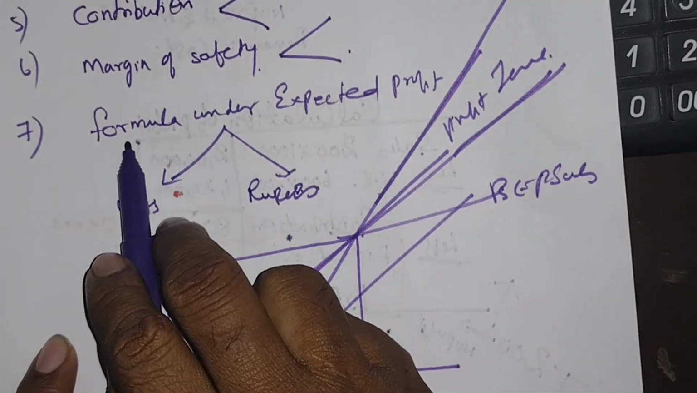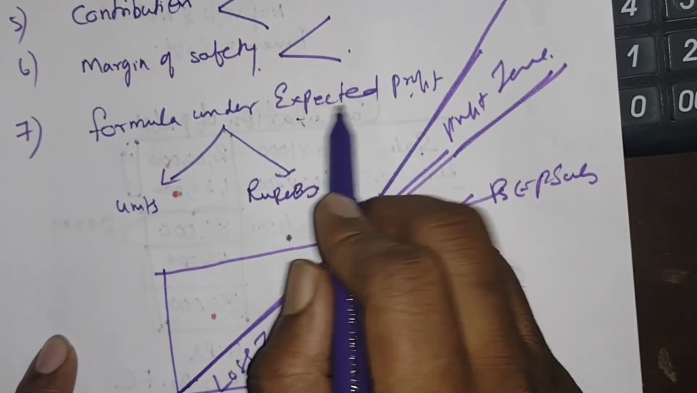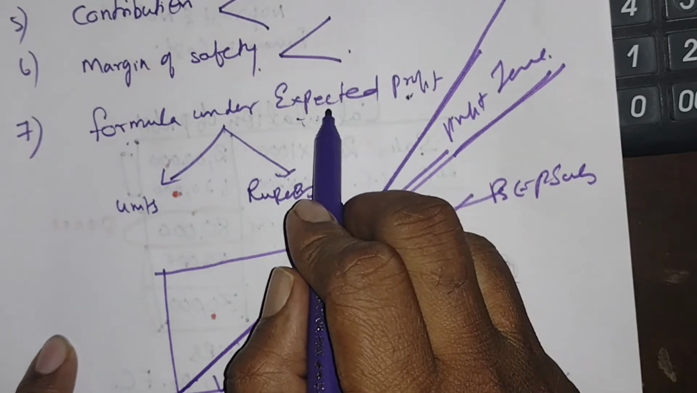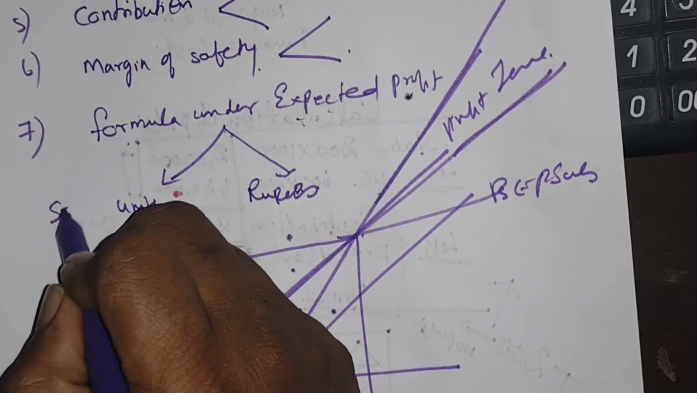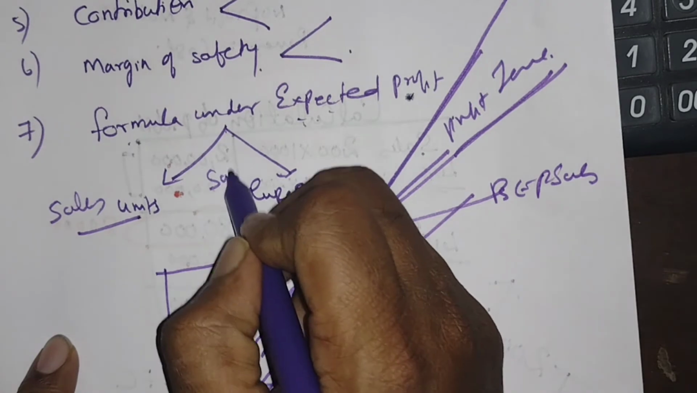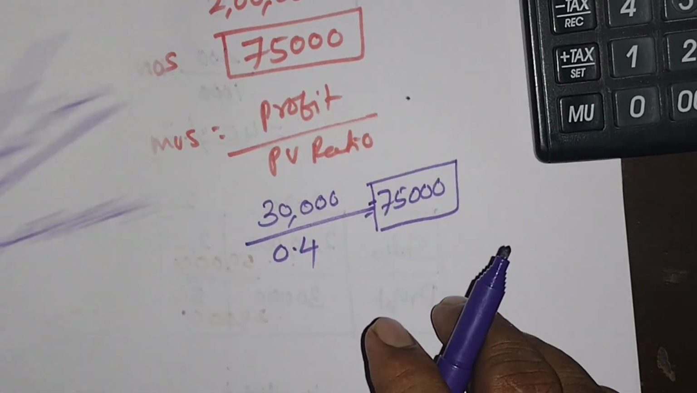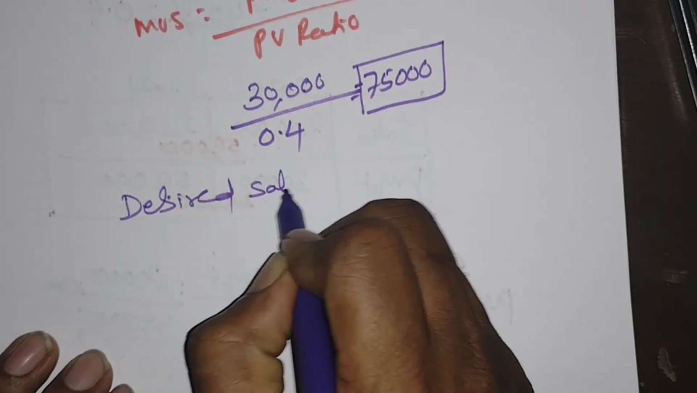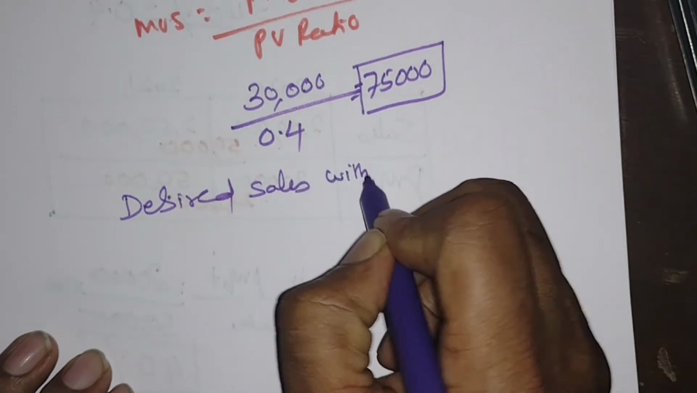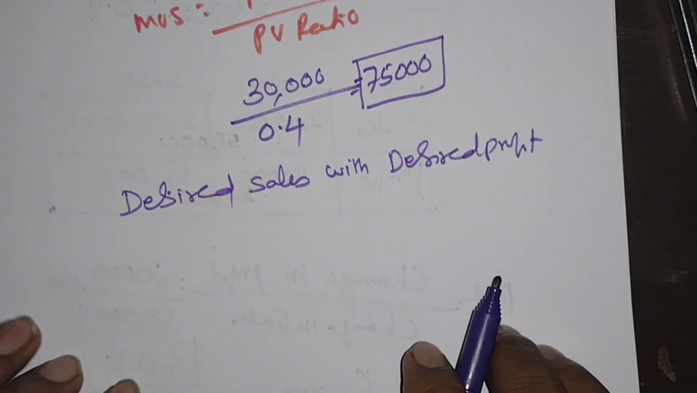And next is the formula under expected profit. It means that I expect some profit in my business. If I want to achieve that much profit, what should my sales be? That sales will be calculated in terms of units and in terms of rupees. So we are going to apply two different formulas here. One is called the desired sales with desired profit.